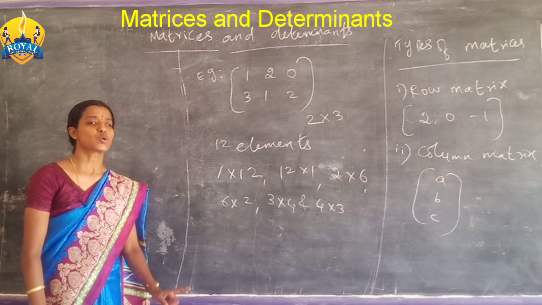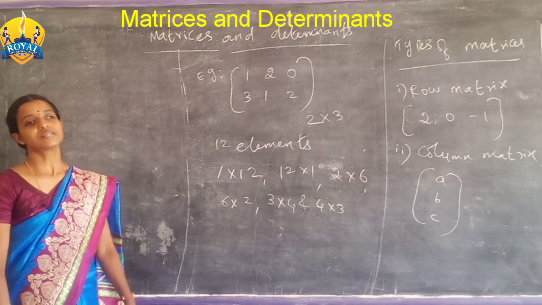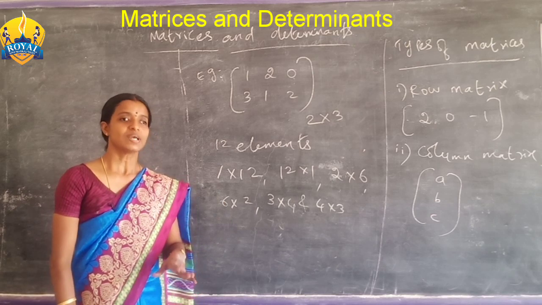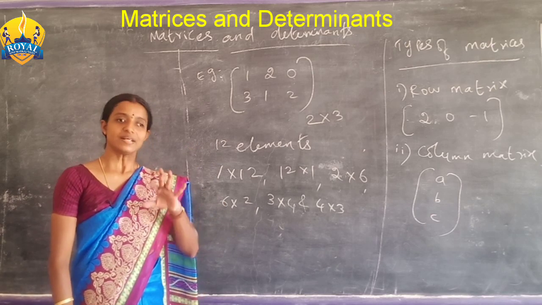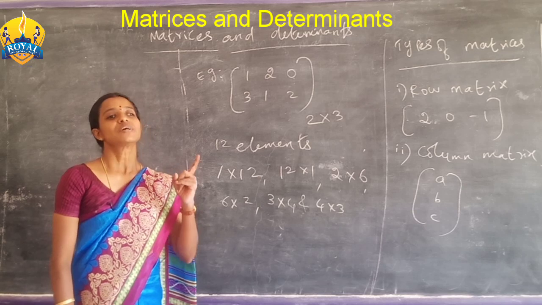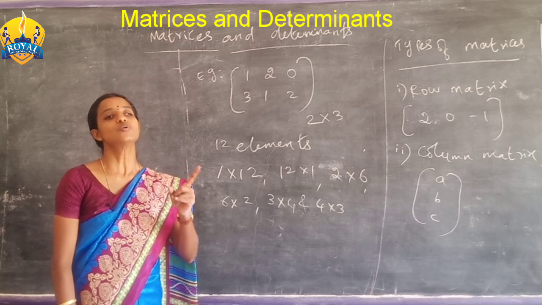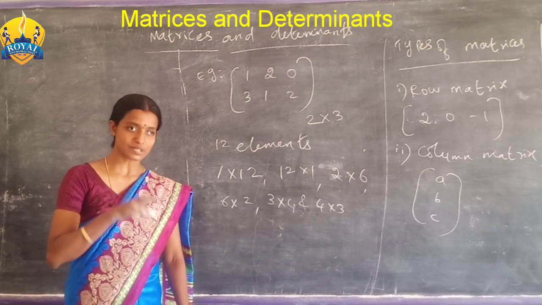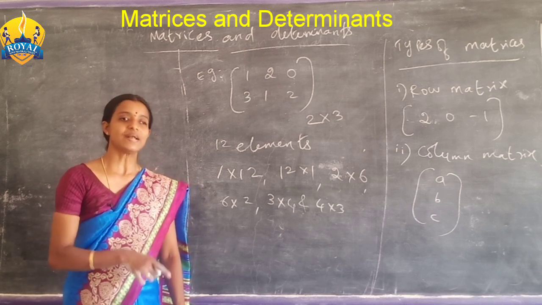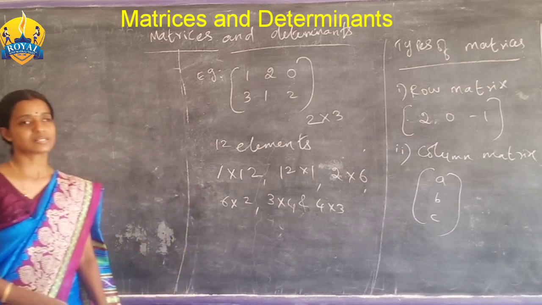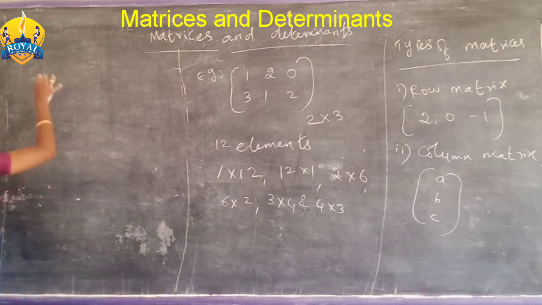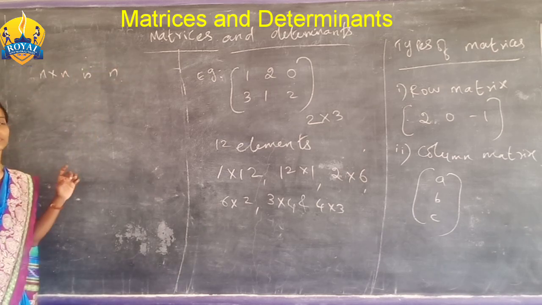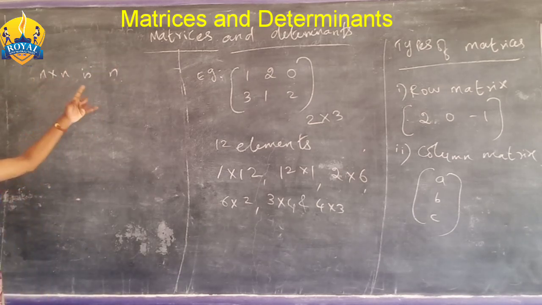Now, the third thing is, so we have seen row matrix and column matrix. Now, what is a square matrix? A matrix is said to be a square matrix if the number of rows is equal to the number of columns. My number of rows and number of columns are equal, then that matrix is said to be a square matrix. A square matrix of order n cross n is n.